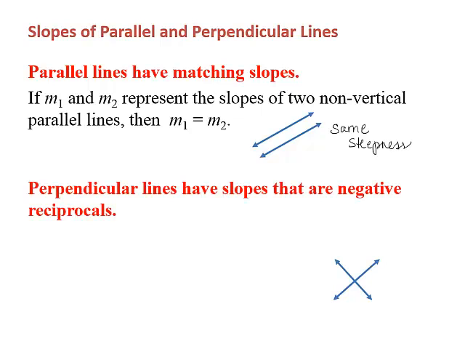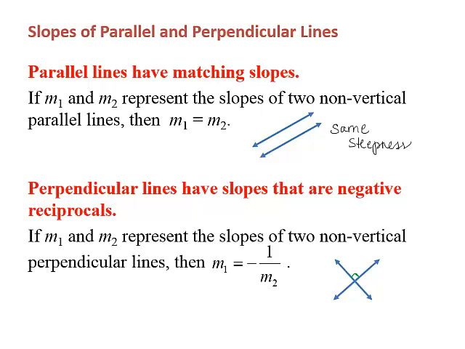Perpendicular lines first mean two lines that intersect at a right angle. They have slopes that are negative reciprocals. If m1 and m2 represent the slopes of the two lines, then m sub 1 is equal to the negative reciprocal of m sub 2.